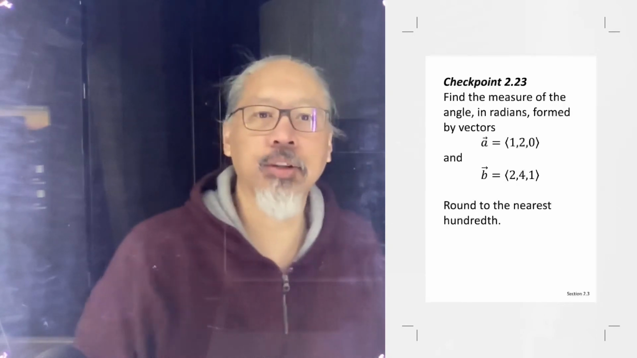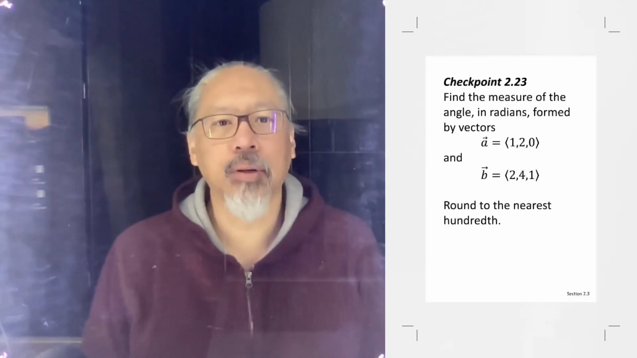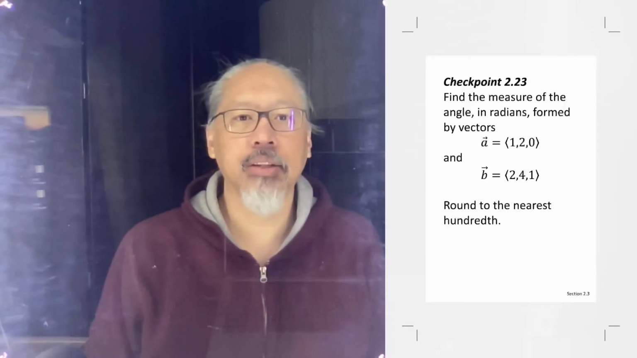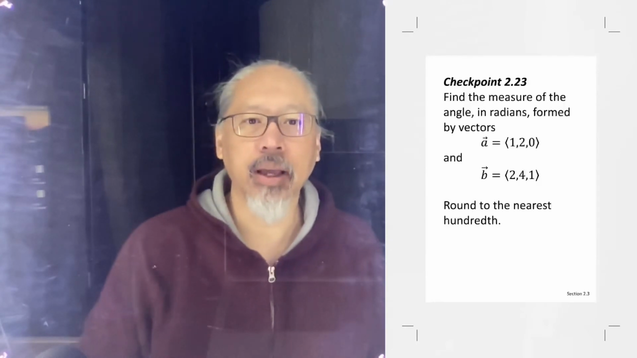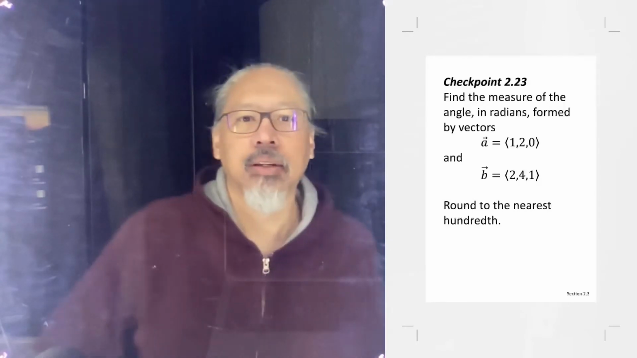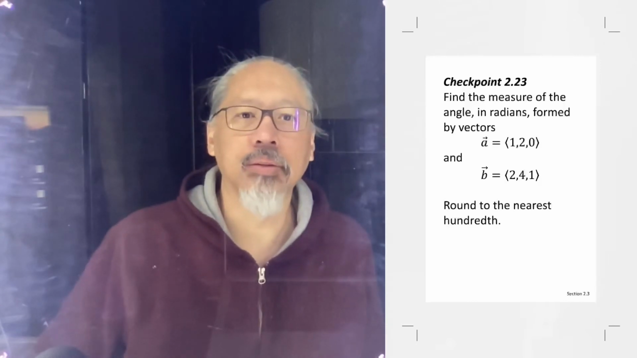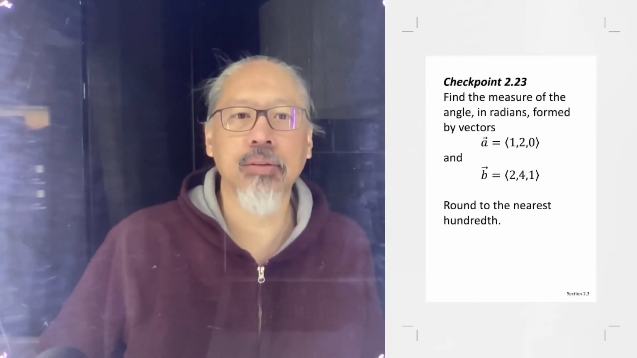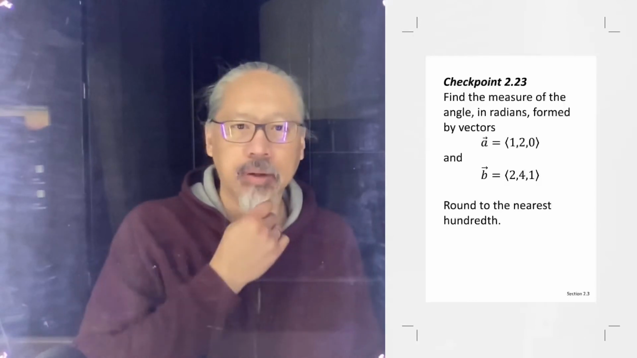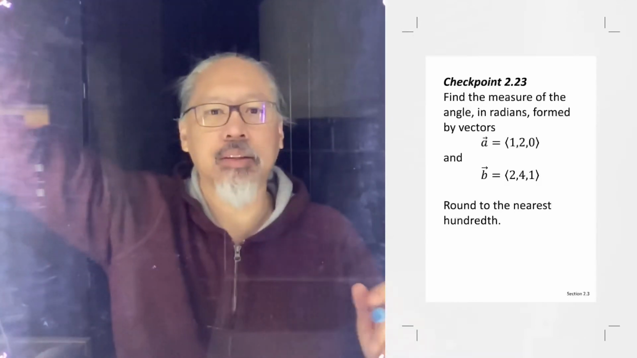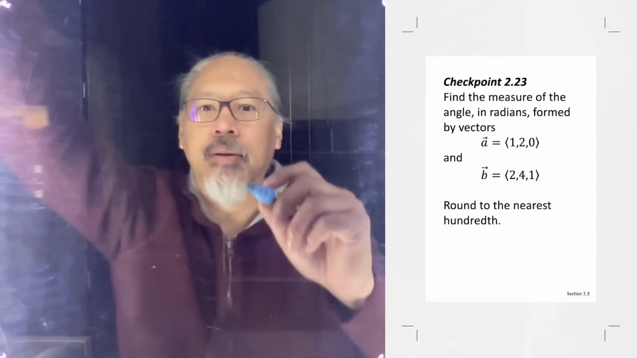We're in checkpoint 2.23. They want us to find the measure of the angle in radians formed by the vectors A, which is ⟨1, 2, 0⟩, and B, which is ⟨2, 4, 1⟩. And they want us to round off in radians to the nearest hundredths. Okay.